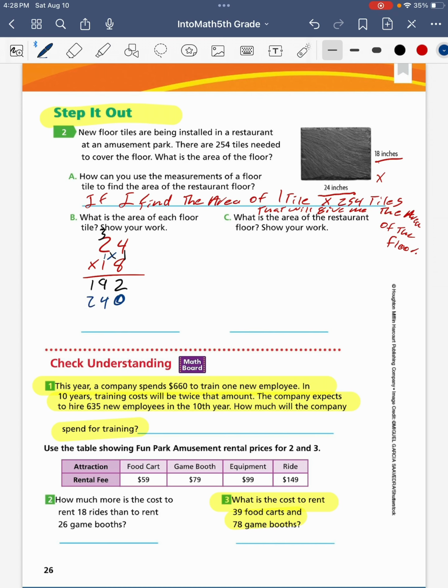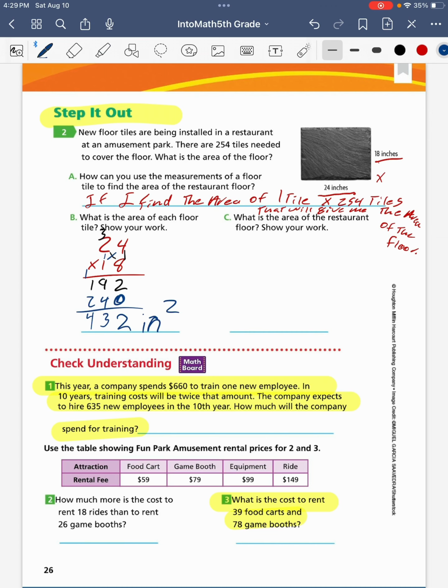1 times 4 is 4. 1 times 2 is 2. I add this all up. 2 plus 0 is 2. 9 plus 4 is 13. 1 plus 1 plus 2 is 4. The area of one square tile is 432 inches squared.